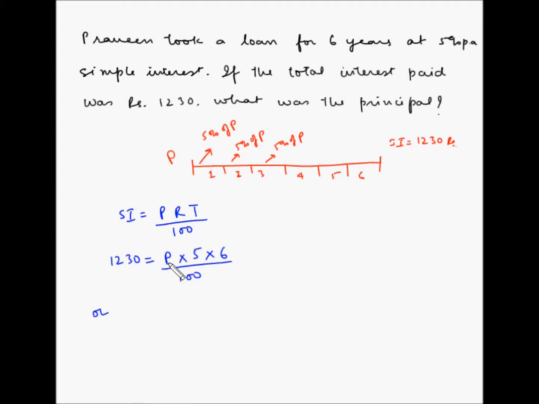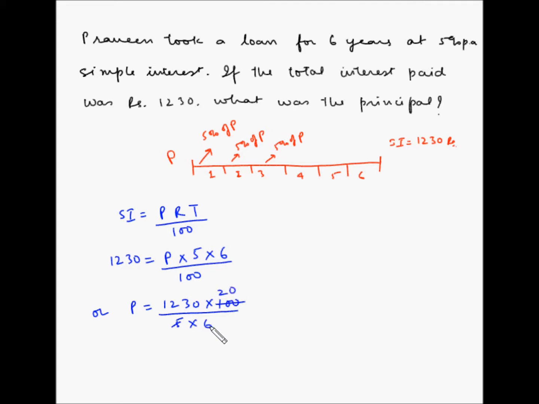So let's put P on one side of the equation and all the remaining numbers on the other side. So P is equal to, so this 100 goes on top, so 1230 multiplied by 100 divided by 5 multiplied by 6. Now 5 2s are 10, so this becomes 20.